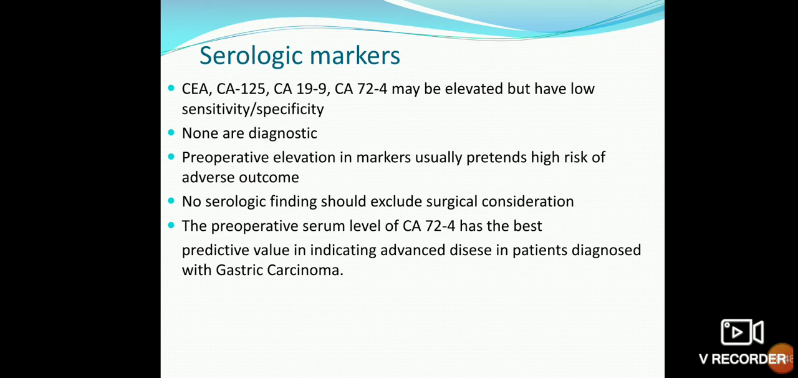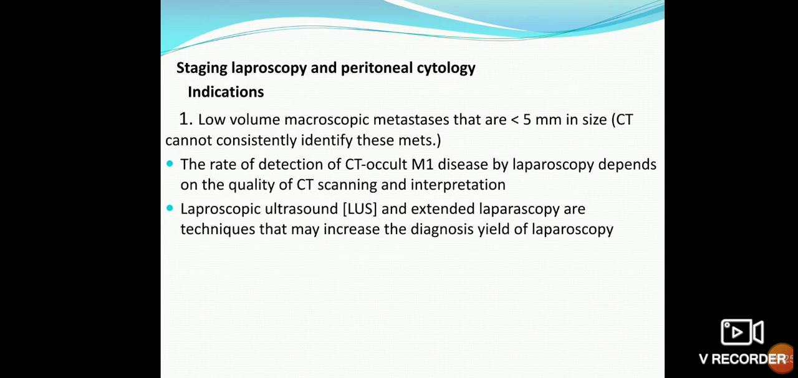Serological markers CA125, CA19-9 and CA72-4 may be elevated but have low sensitivity and specificity. None are diagnostic. Preoperative elevation of markers usually portends high risk of adverse outcome. No serological findings should exclude surgical consideration. The preoperative serum level of CA72-4 has the best predictive value in indicating advanced disease in patients diagnosed with gastric carcinoma.